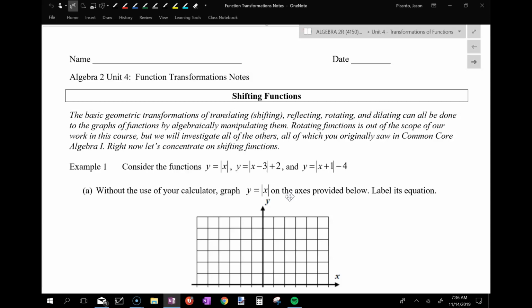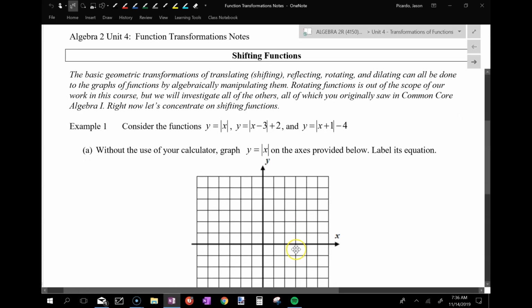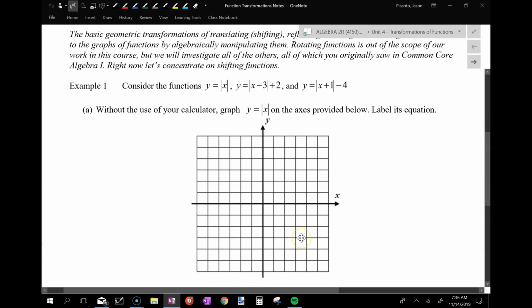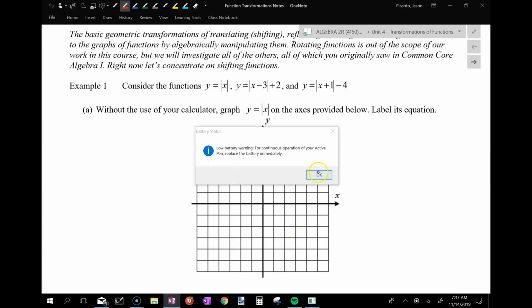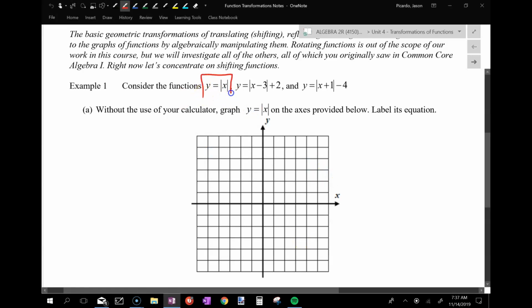So what I want to do is use this example here to sort of teach you the whole lesson. You're going to learn everything in literally one example for this lesson. So what I'm going to do first is graph this. I want to graph the absolute value of x.